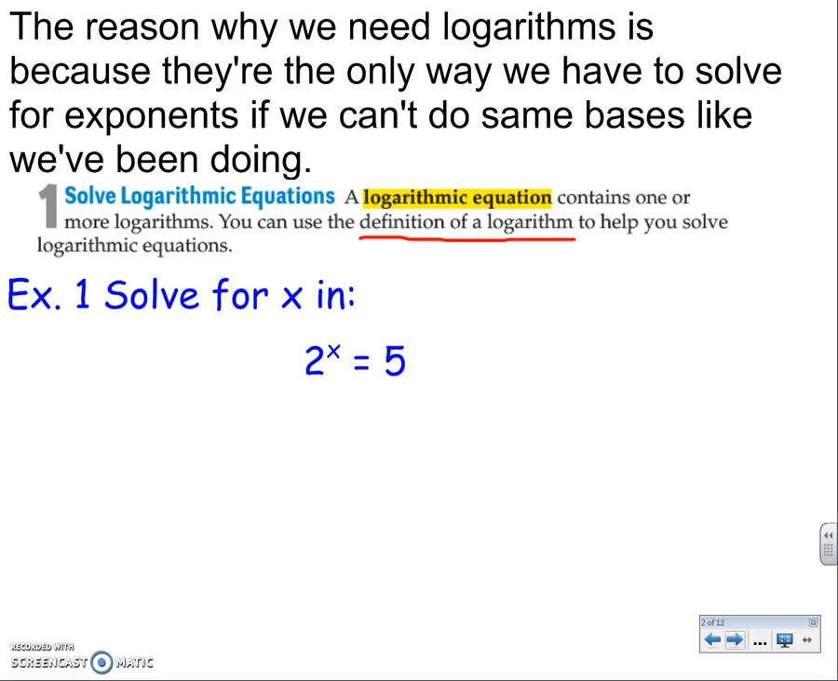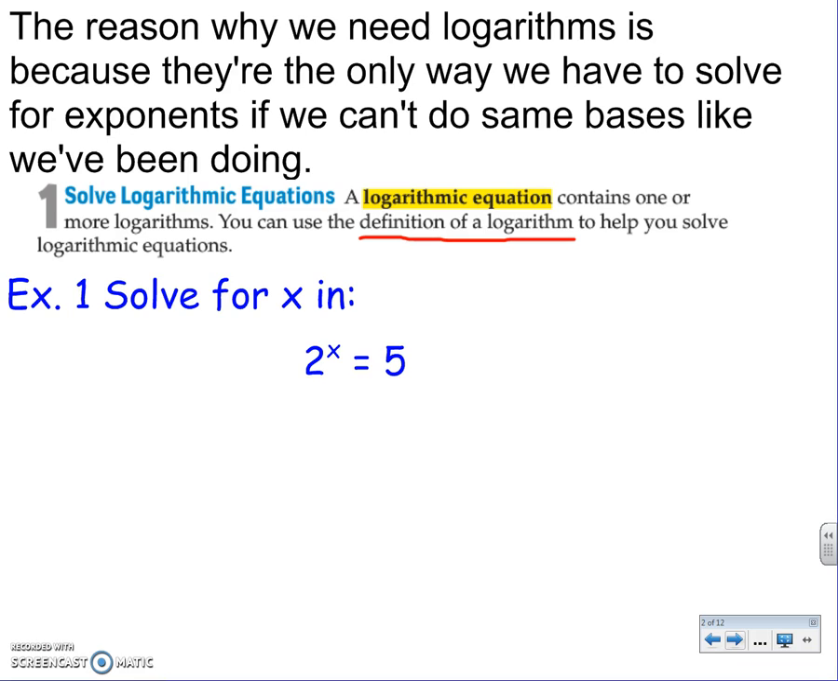2 to the x power equals 5. Now, no matter how hard I try, I cannot rewrite 5 as 2 to some exponent. I can't say 2 to the first, that's 2. 2 squared is 4. 2 cubed is 8. So I know it's between 2 and 3, but I need the exact number. So we use our logarithm trick. I'm trying to get the exponent, I'm trying to get that exponent x down.